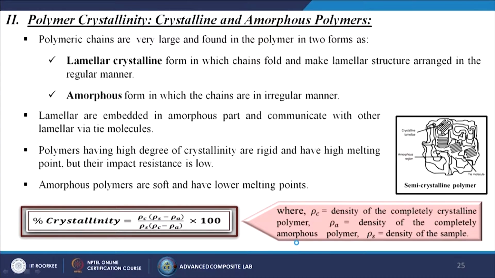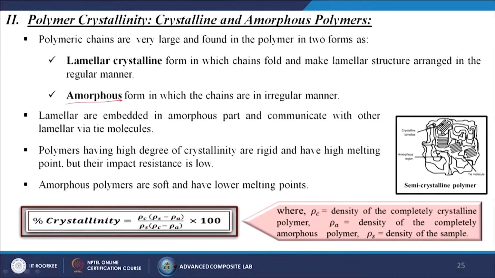Now, we are going to discuss polymer crystallinity. From this particular slide we can get information about crystalline and amorphous polymers. Polymer chains are very large, as I already told you, and are found in the polymer in two forms: lamellar crystalline and amorphous. In lamellar crystalline, the chains fold and make a lamellar structure arranged in a regular manner, and in amorphous, the chains are in an irregular manner. So, lamellae are embedded in the amorphous part and communicate with other lamellae via tie molecules.